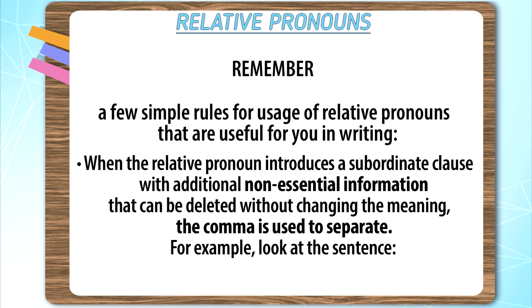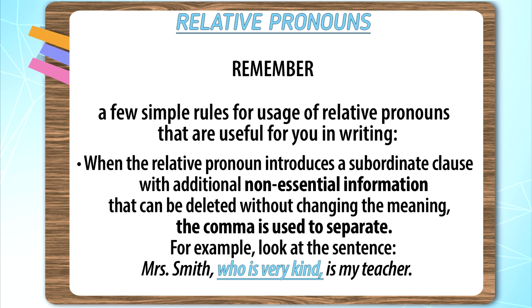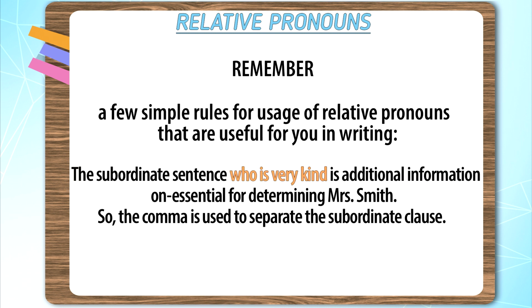When the relative pronoun introduces a subordinate clause with additional non-essential information that can be deleted without changing the meaning, the comma is used to separate. For example, look at the sentence, Mrs. Smith, who is very kind, is my teacher. The subordinate sentence, who is very kind, is additional information, non-essential for determining Mrs. Smith. So the comma is used to separate the subordinate clause.